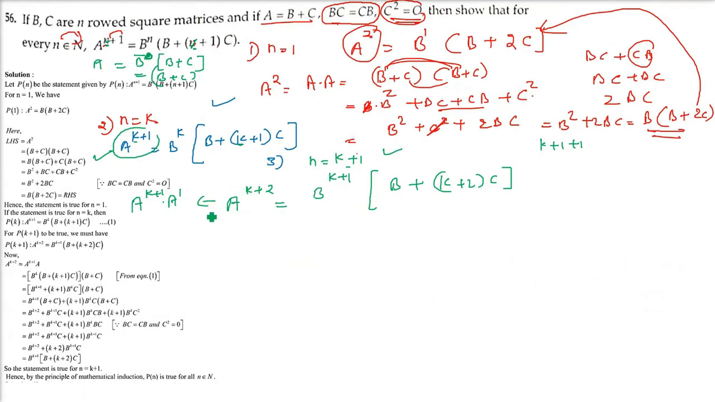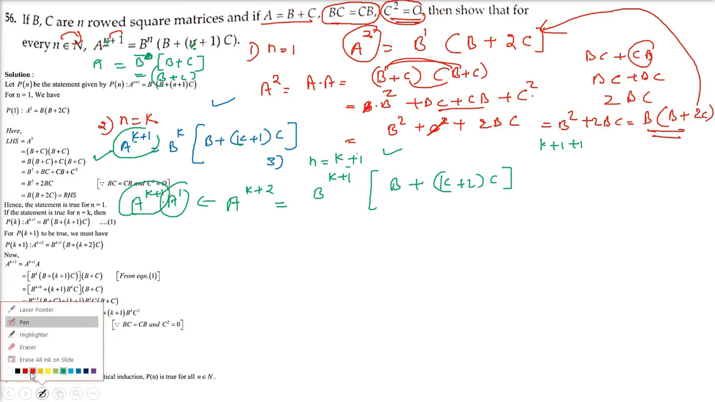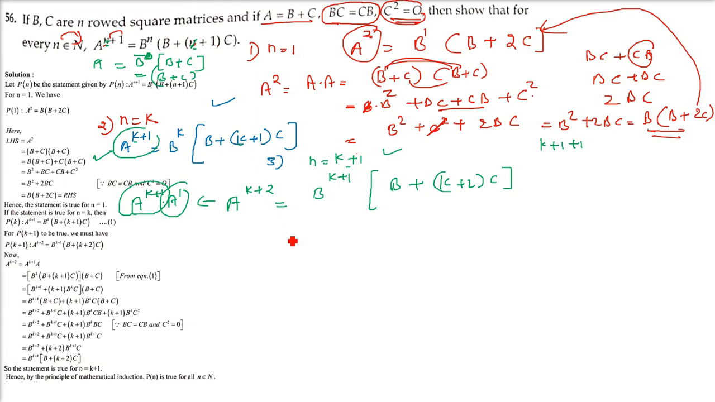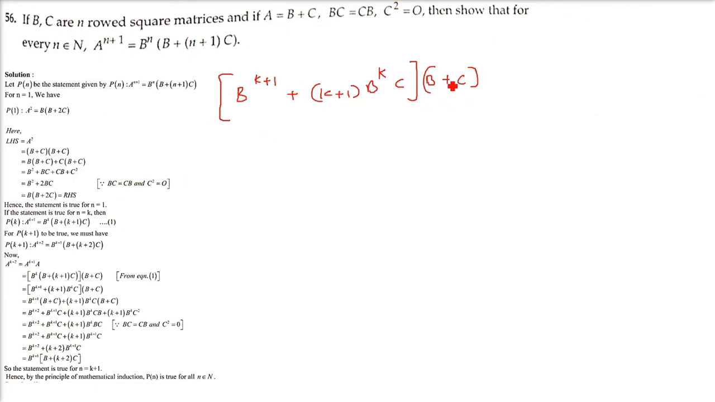So a raised k plus 1 I have already written, and a raised 1 I am writing it as b plus c. This I am writing again, b raised k. A raised k plus 1 is what? b raised k and b plus a plus 1 into c. This is a raised k plus 1, and a raised 1 is, as I just suggested, it is b plus c. Just write b plus c. So we already come till here. I will directly multiply it.